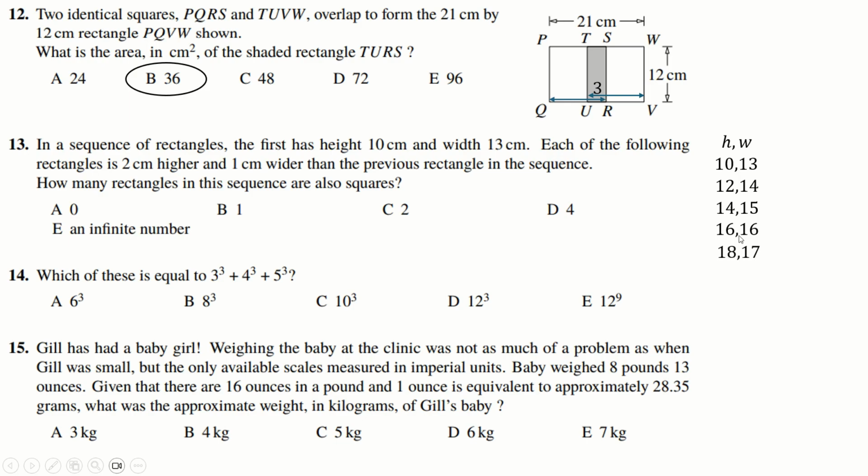And then you notice as you go further along that the heights become too big and the widths are increasing too slowly to catch up with them ever again. So there's only one of them that does it. It will never happen again.